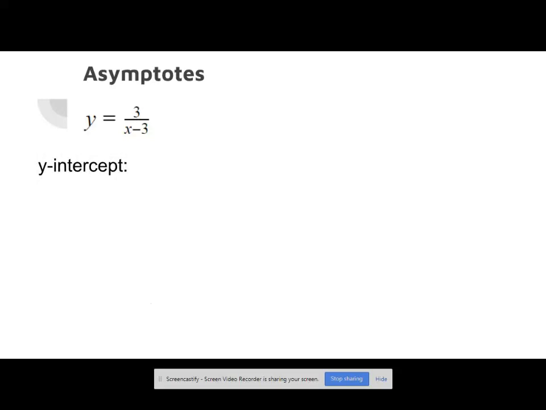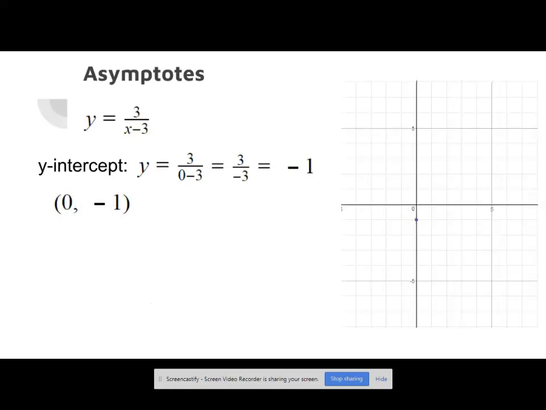So the y-intercept, we can figure out some parts of this graph. We can find the y-intercept, where the y-intercept is when x is 0. So if we assume x is 0, 0 minus 3 is fine. 0 minus 3 is negative 3. So the y-intercept would be at 0, negative 1. We can plot that point. 0, negative 1 can show up on a graph. That's fine. There it is, right there, 0, negative 1. So we can plot the y-intercept.